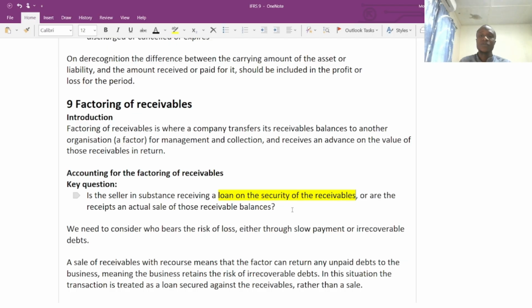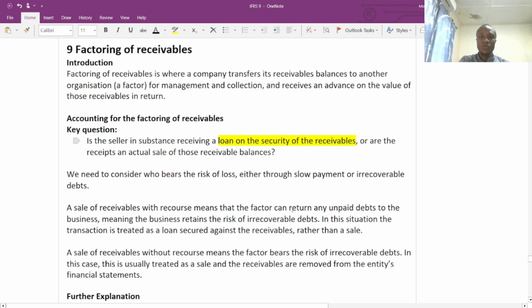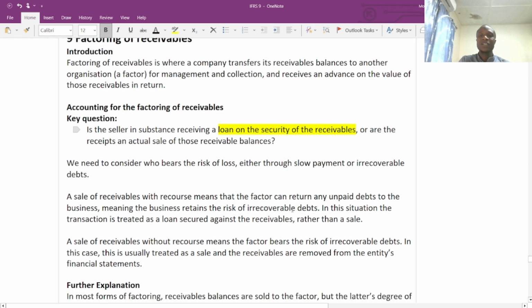Very important concept you need to know. We need to consider who bears the risk of losses, either through slow payment or irrecoverable debt, which is clear. A sale of receivables with recourse means that the factor can return any unpaid debt. Very important concept. We're talking about recourse.